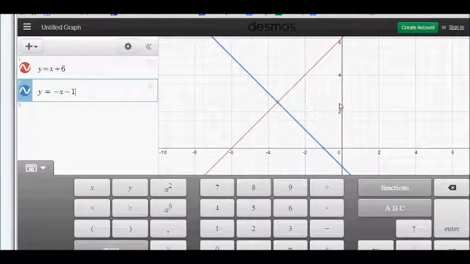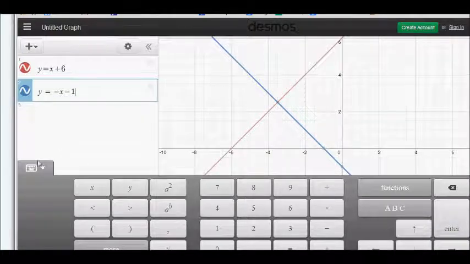If this is 2, I have 1, 2, 3, 4 lines between it. This must be 3 here, so these are half marks. 2, 2.5, 3, 3.5, 4. That's a little bit difficult for us to put on our graphing worksheets. So that's why this makes it a little bit nicer.